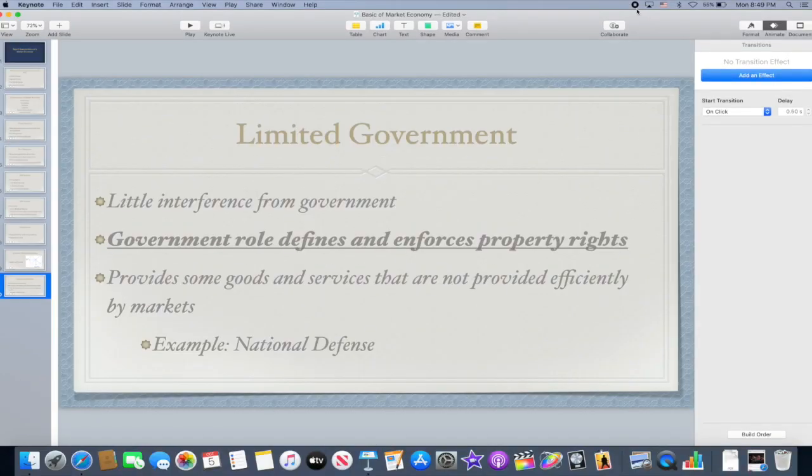Okay. So that's what we have for you today. This information is really to put out there what a true market economy is.